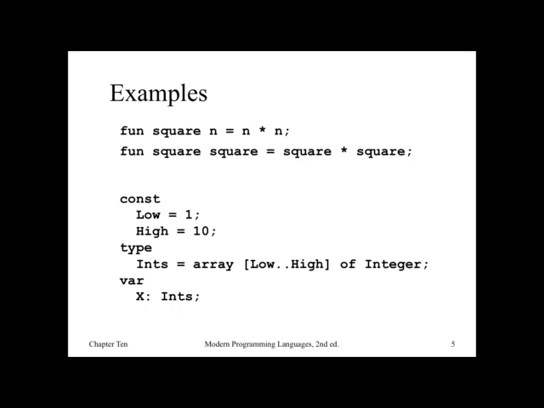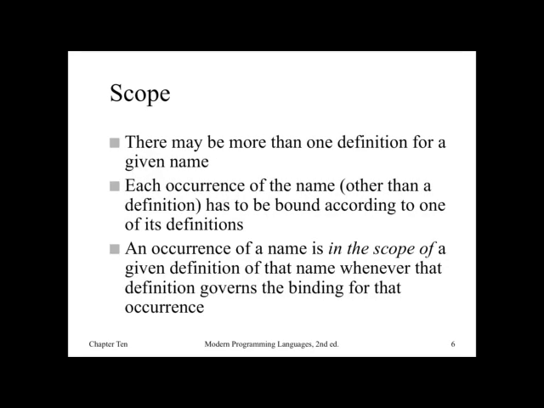Same idea, right? So just to reiterate, we're just setting this thing up, and then we're going to jump to the various possible solutions, okay? Again, just beating the horse here, but there can be more than one definition for a given name. And every occurrence of the name has to be bound to something. And the occurrence of the name is in the scope of a given definition of that name. And this is the more formal definition.